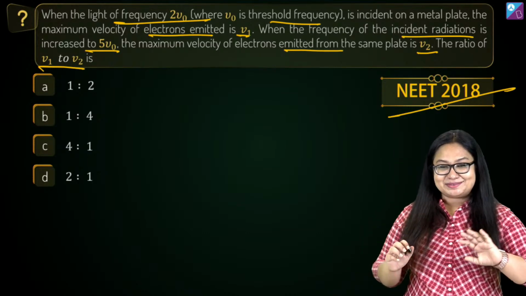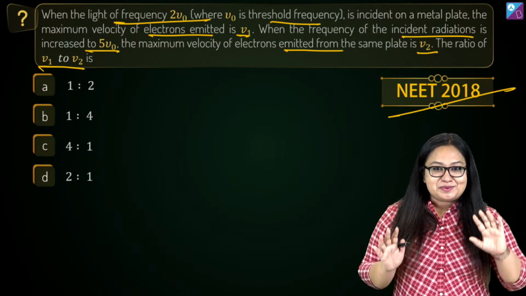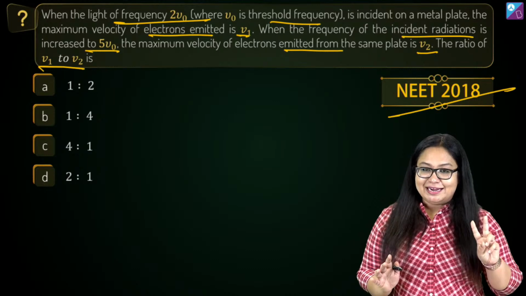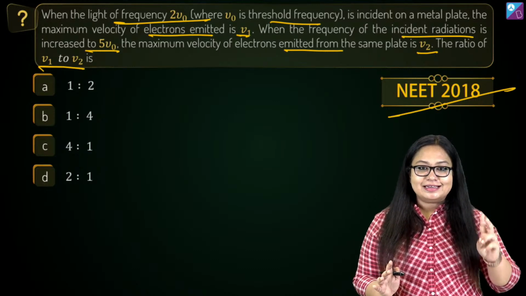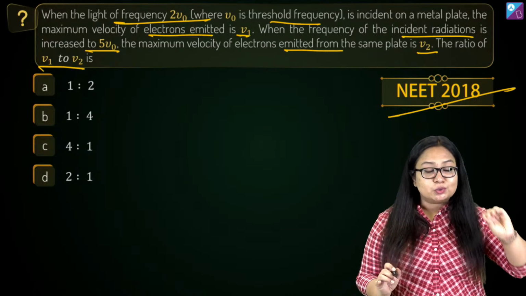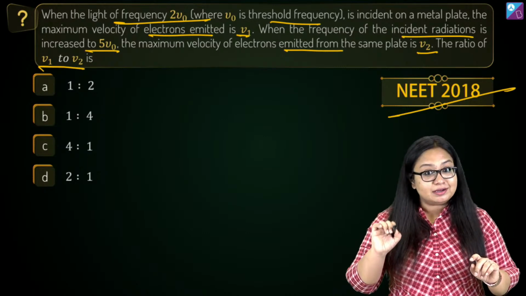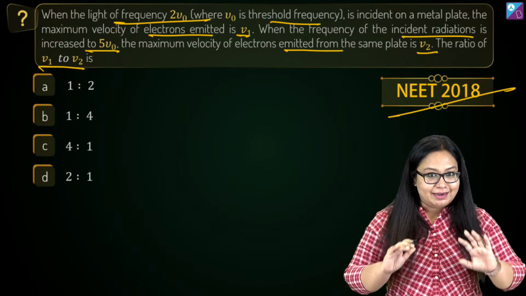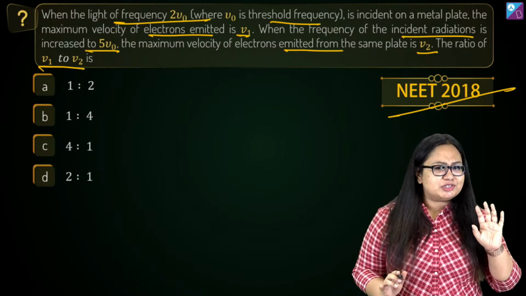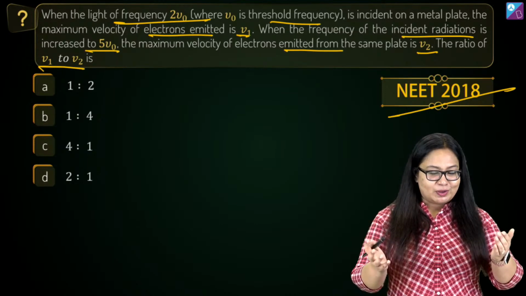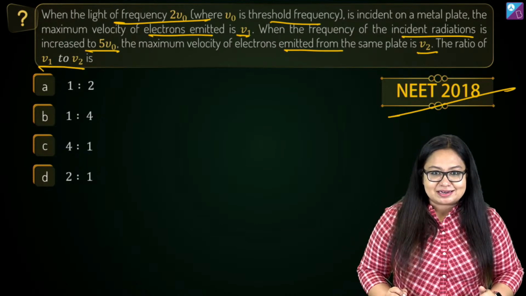Now here as well, you can see that we have two scenarios, and they are relating the incident photon's frequency to the maximum velocity that the photoelectron comes out with. And we know one simple relation, of course. So quickly solve it. Quickly tell me what the answer comes out.